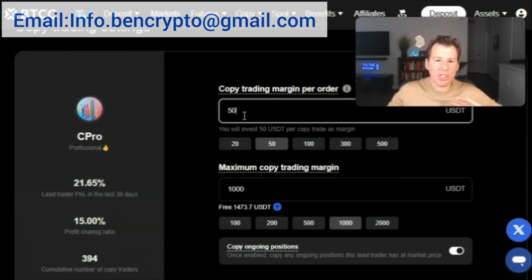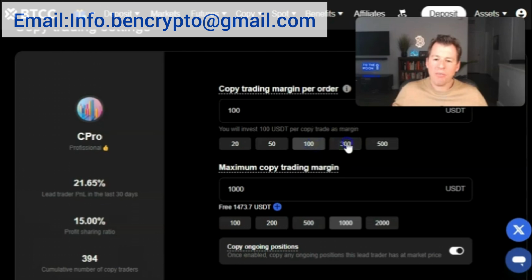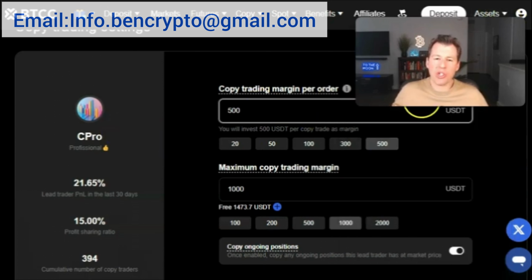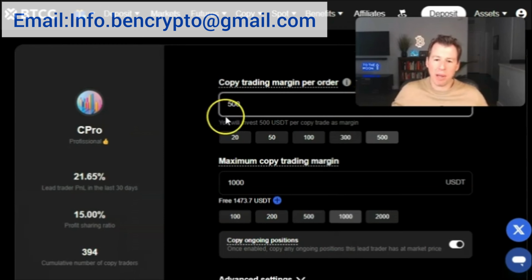So regardless of how much the lead trader is putting in, if you put 50, you're going to put in $50 margin for each and every trade equally. If you want to change it to 20, toggle that, 100, 300, 500. You can also manually enter the number here, and then make sure you don't go over the amount you have in your account. Remember, you also might have to transfer money from your wallet to your futures account to have it register in here and not show that you're exceeding your maximum.